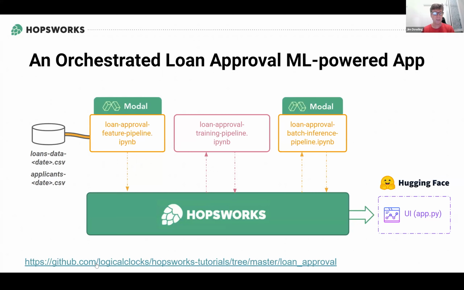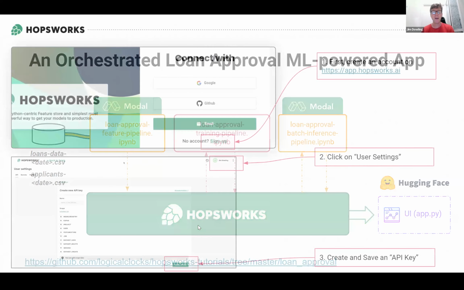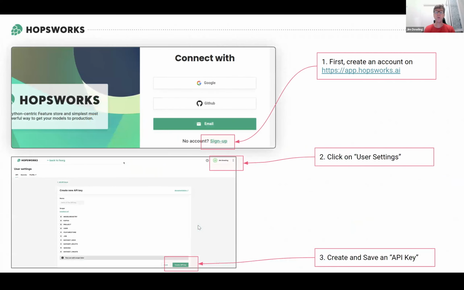This is the URL to the GitHub repo, and I'm going to clone that. I've already cloned it, but we'll show you how to do that in a second. But to get started, the first thing to do is get a Hopsworks cluster. Now, I have one already. If you don't have one, go to app.hopsworks.ai, click on sign up.